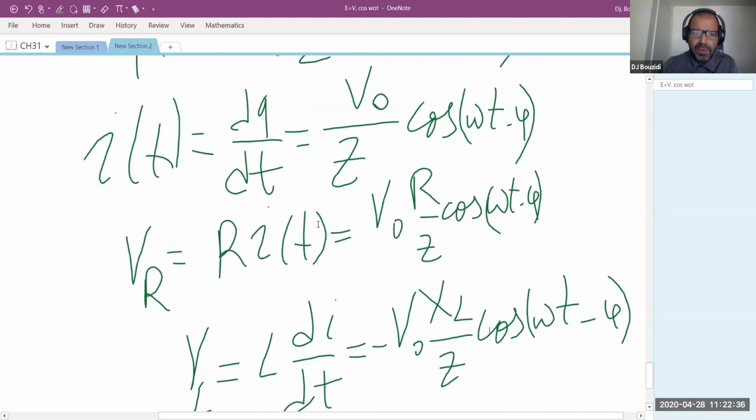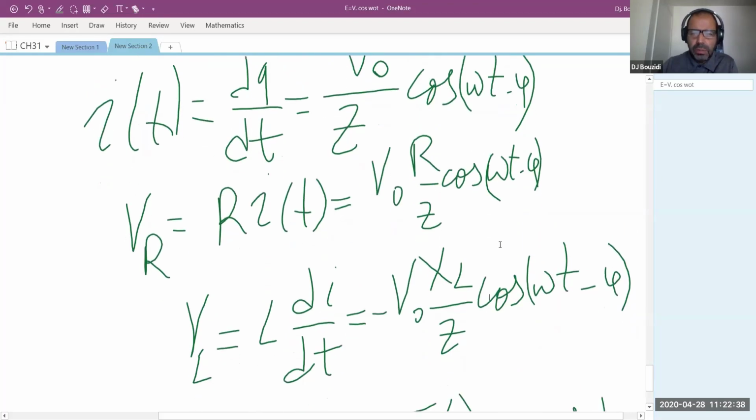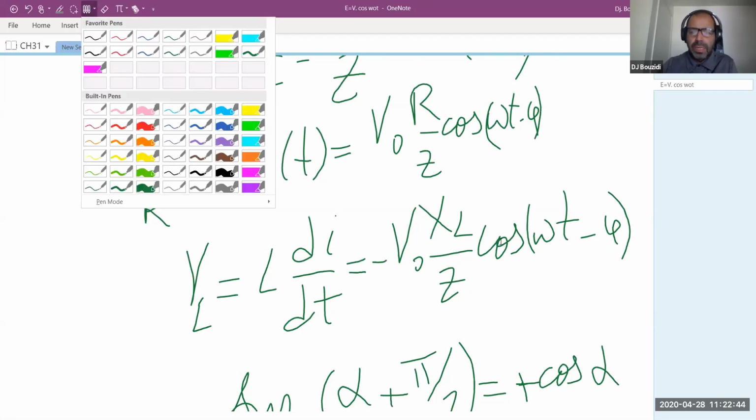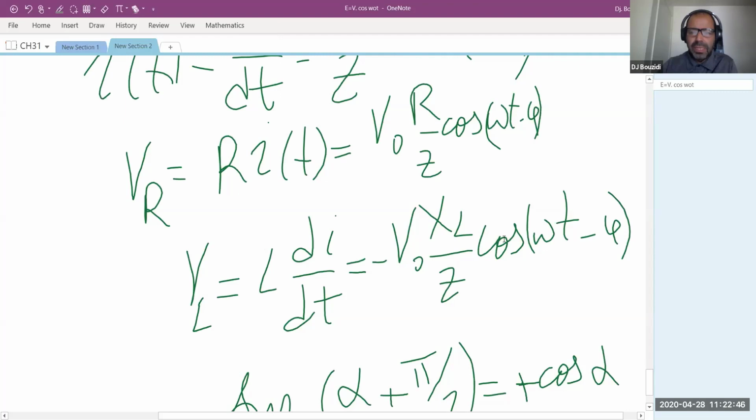We're taking the derivative of the current. Oh, you're right. You're right. That's where the trouble was. Thank you. So when you take the derivative of the cosine, it's actually a negative sign. So that's where the trouble is. But the identities are correct. So this is actually correct.